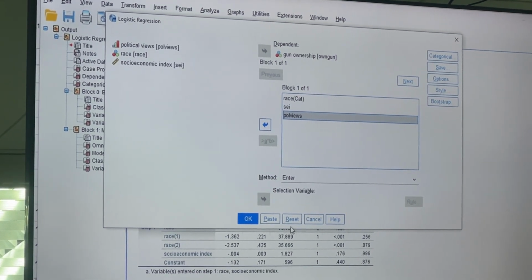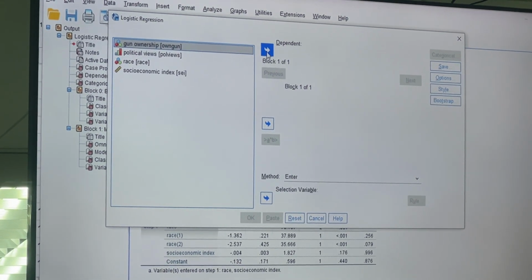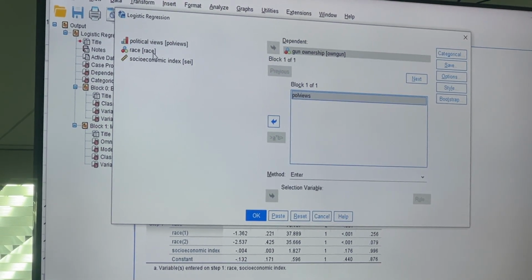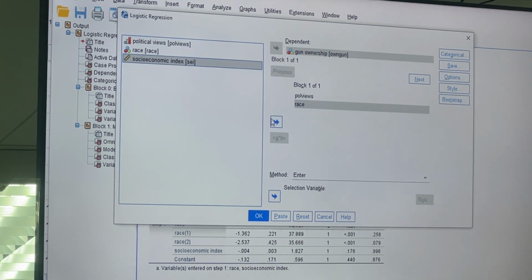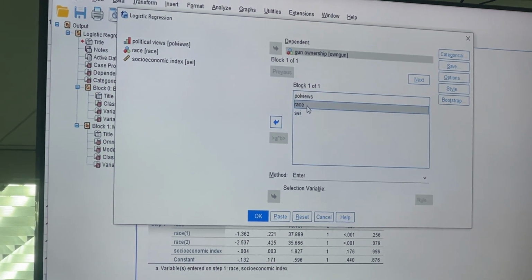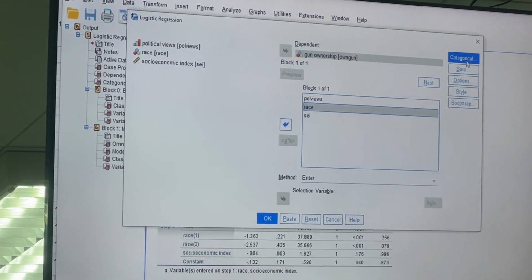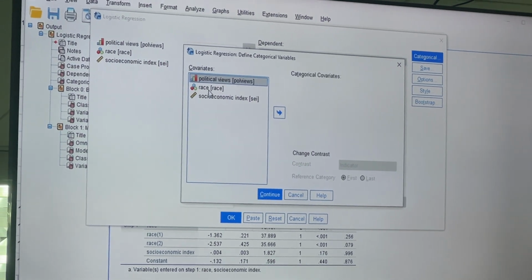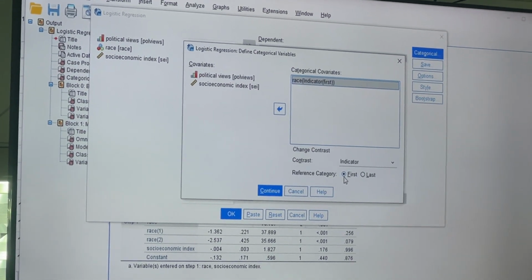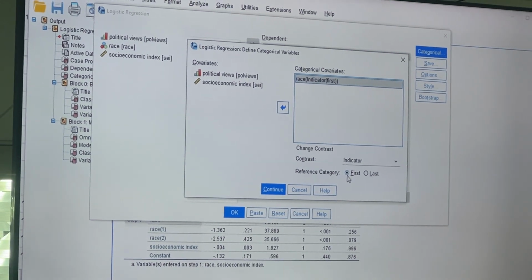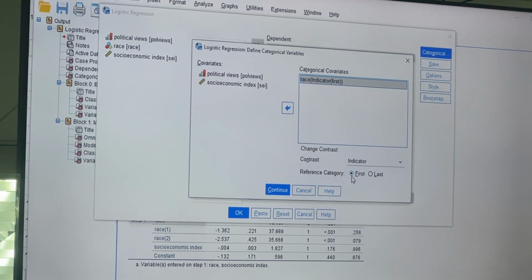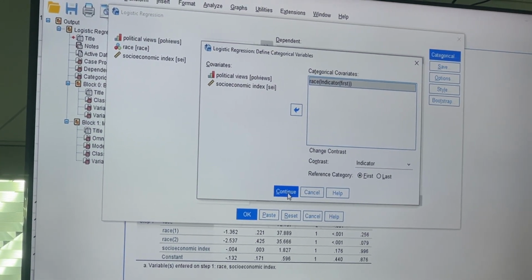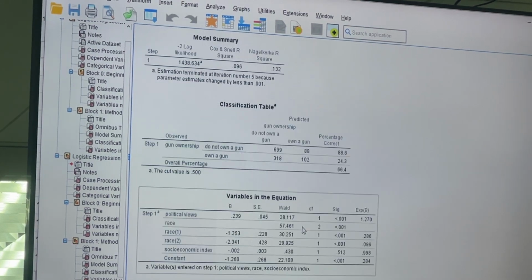Okay, I repeat. So this one is the independent variable box. We have 3 independent variables now: political views, race, and SEI. But race is categorical, so you have to tell SPSS that. Just 1, 2, 3. And you use the first value as the reference category, so the first value 1 for white. We want it to be the same as the one produced by R. So continue. Okay. So we get this one.